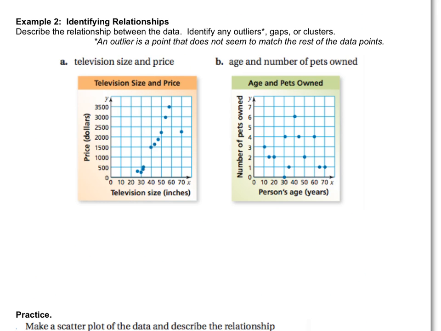Next, we want to identify these relationships. So describe the relationship between the data. Identify any outliers, gaps, or clusters. Well, let's look at the first one. When I look at this first one, while we don't see a nice perfect straight line, I think that it's pretty much positive. I would say that we can probably say that this is a positive relationship.